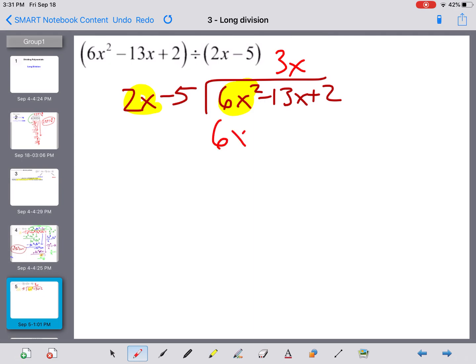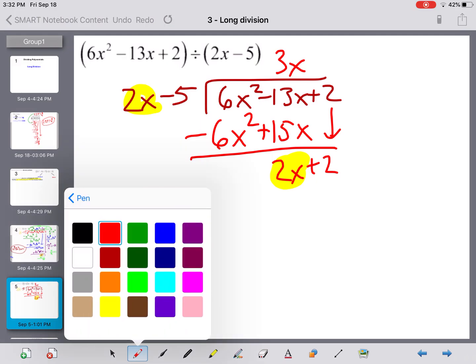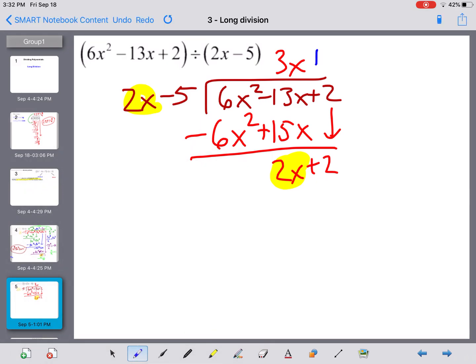We're going to multiply this out to get 6x squared. 3x times negative 5 is minus 15x. We need to remember to subtract at this step or flip all of our signs. First two cancel, we get 2x. And then we're going to bring 2 down to say plus 2. Now we change our focus to say 2x into 2x, and that's going to be plus 1.